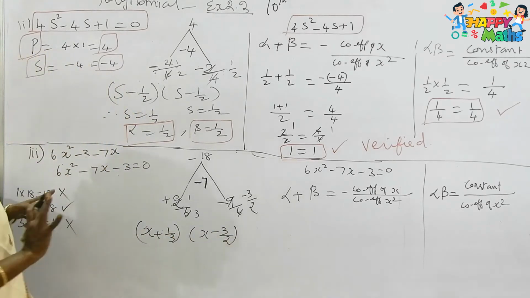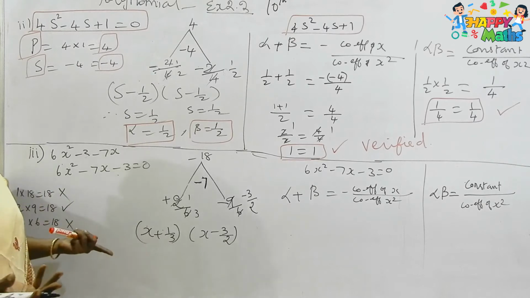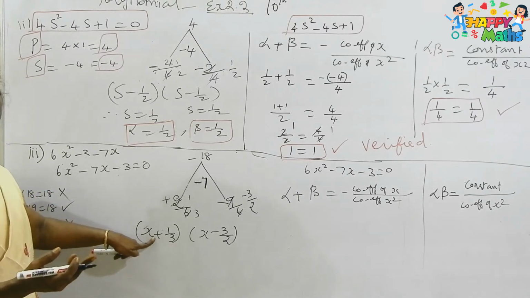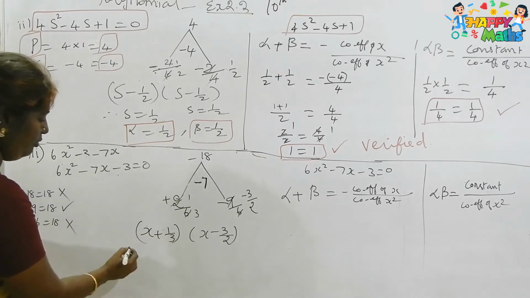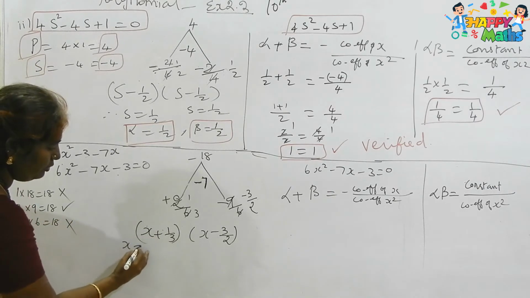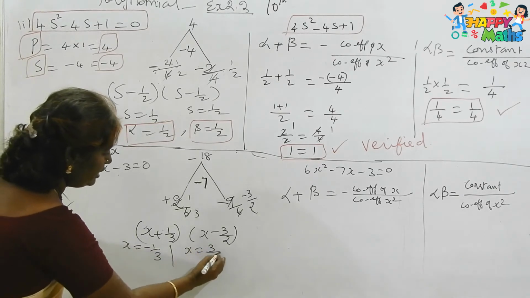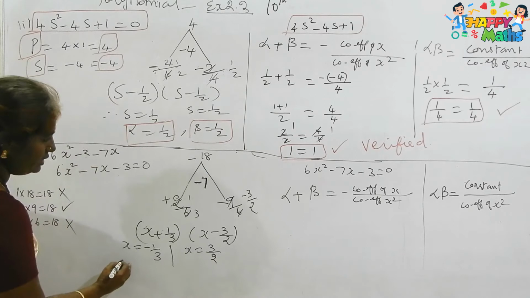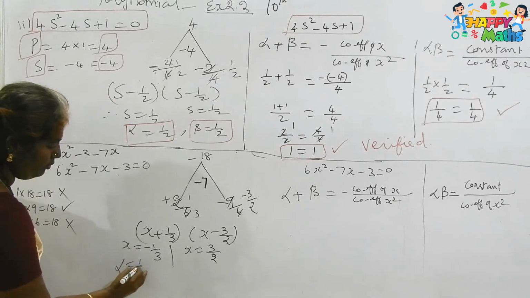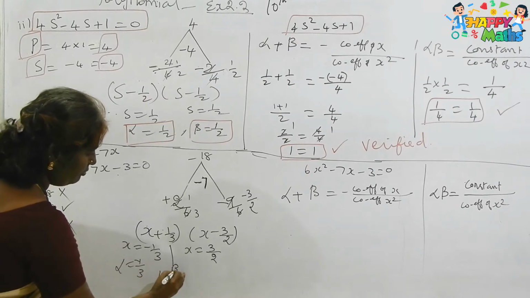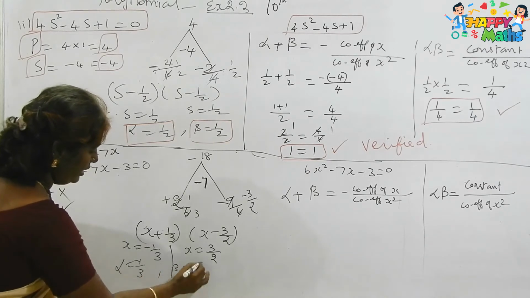These are the factors we found out. From that only we will find the zeros directly. How will we find them? The opposite sign of this is the value. Okay, now x is equal to minus 1 by 3, and here x is equal to plus 3 by 2. So alpha is equal to minus 1 by 3, and then beta is equal to 3 by 2. We found out the answer.